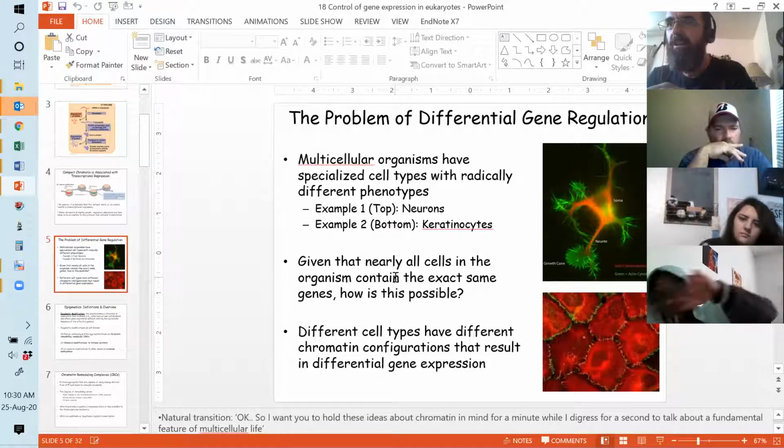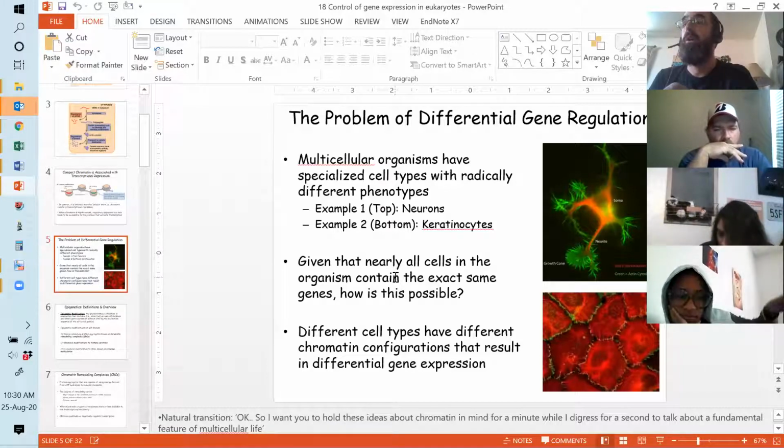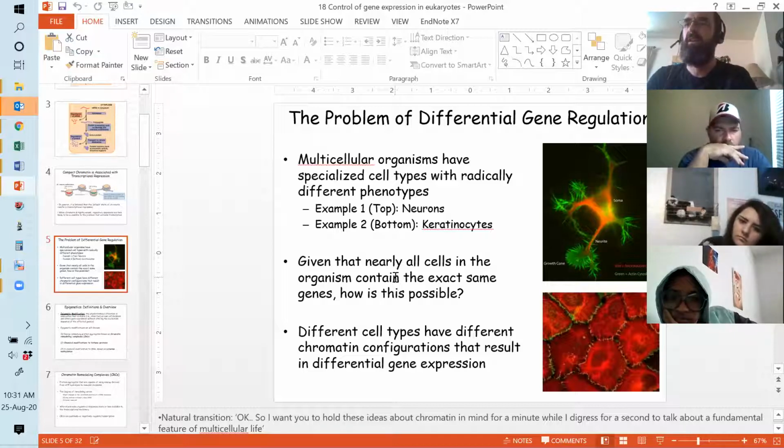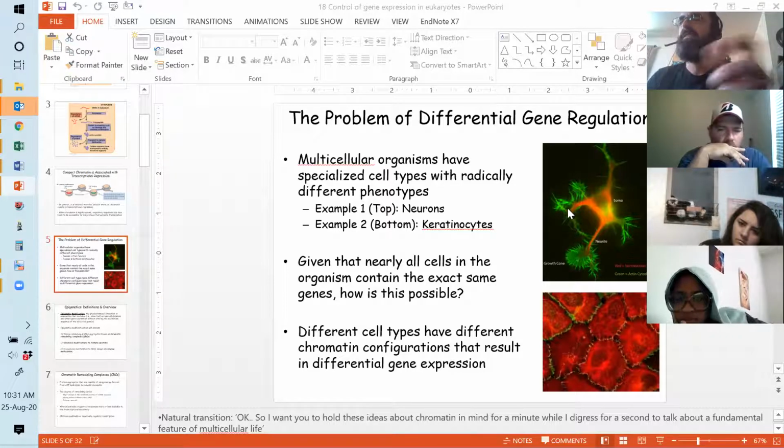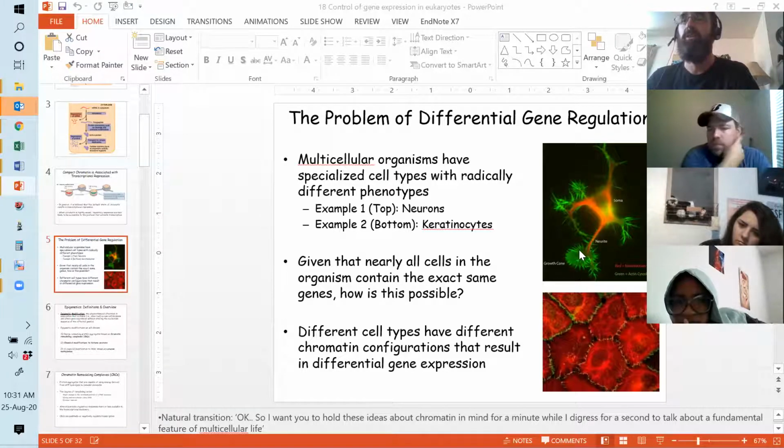These are laser scanning confocal microscope pictures, and confocals produce the prettiest pictures ever. This is a neuron. You can tell because it has neurites, and it's a growing neuron because it has a growth cone, right?